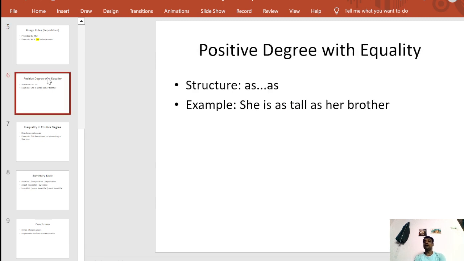So next, positive degree with some equality. We can also say, as I told in the last session, she is as tall as her brother. This is also called positive degree. We can write simply, she is tall, and even she is as tall as her brother.